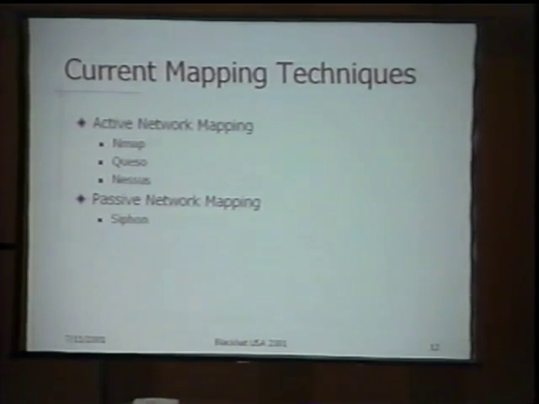We will next compare and contrast the differences between active network mapping and passive network mapping. Publicly available tools for active network mapping include Nmap, which is a port scanner and OS identifier, Queso, which is also an old-style OS identifier, and Nessus, which is a vulnerability scanner. We will then get into passive network mapping, which includes the only publicly available passive network mapping software, which is our software, which is called Siphon.